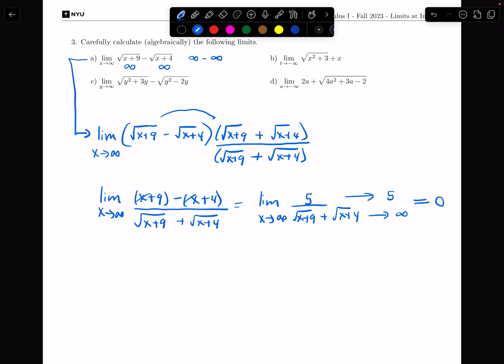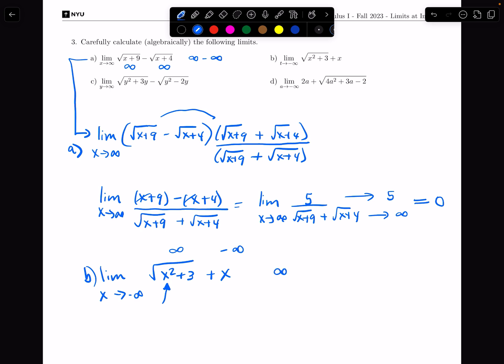Let's look at B. So this was A here. B, we are looking at the limit as x goes to negative infinity of the square root of x squared plus 3 plus x. So this time, even though I'm growing larger and larger negative, first of all, that shouldn't say t, that should say x. So let's go ahead and fix that to x. As x goes to negative infinity, I'm squaring it, so this whole thing goes to infinity. It just blows up.